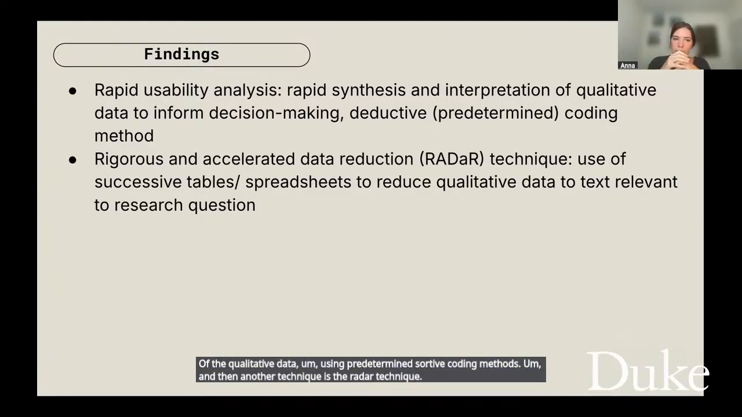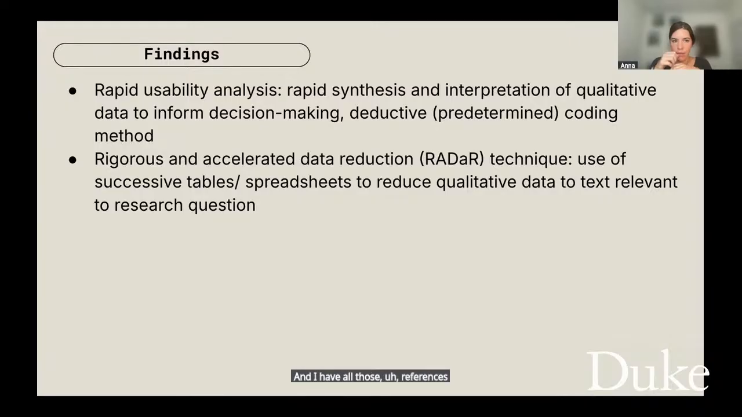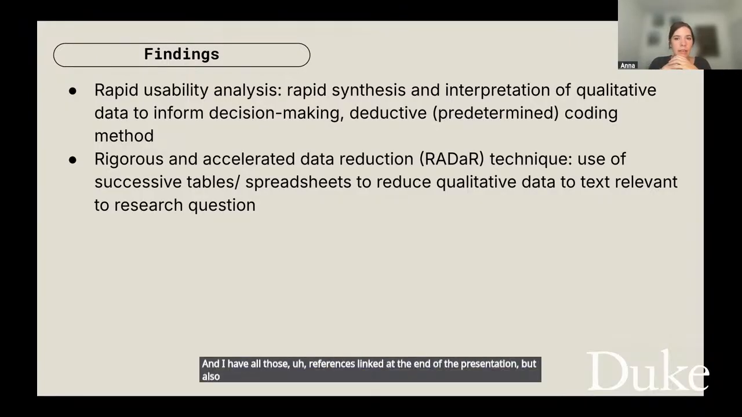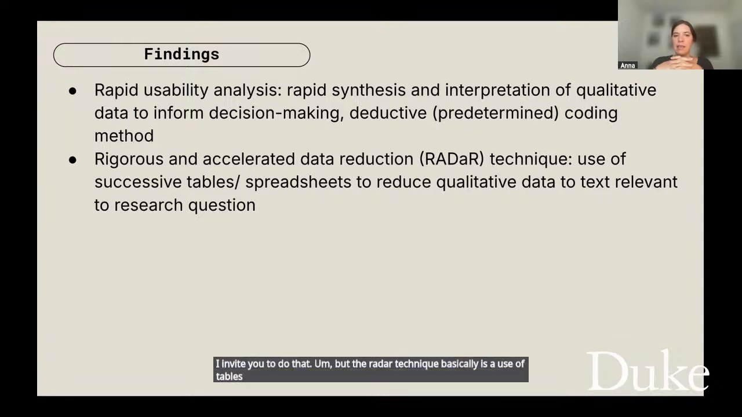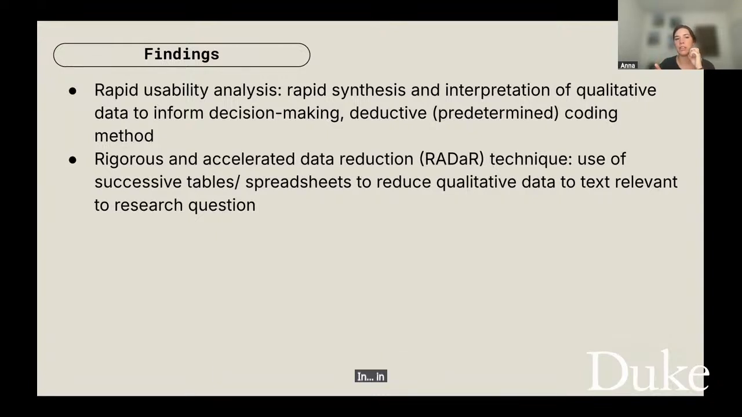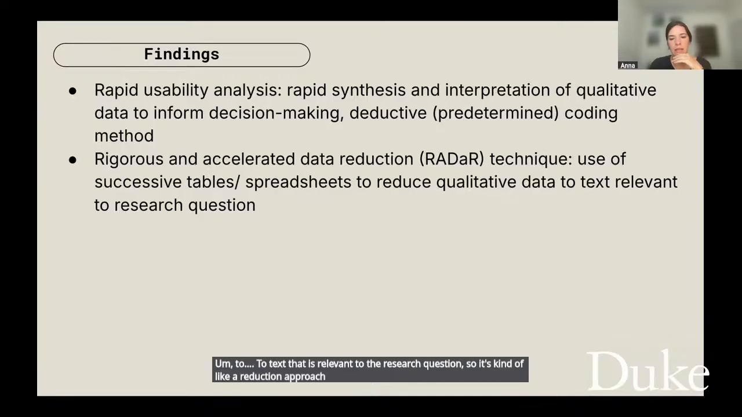And I have all those references linked at the end of the presentation, but also in the article itself. So if you want to go back and learn more about some of those specific techniques, I invite you to do that. But the radar technique basically is a use of tables or spreadsheets in several iterations to, in each phase, reduce the qualitative data to text that is relevant to the research question. So it's kind of like a reduction approach in the data that is used during the analysis process.